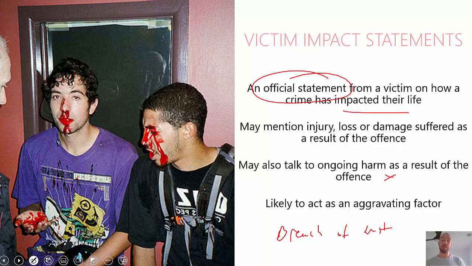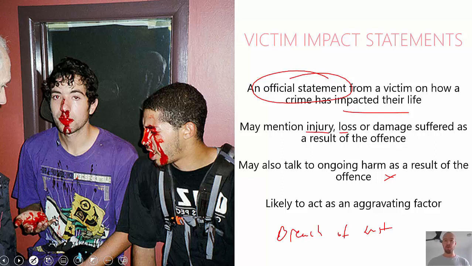It might mention that there's a breach of trust, which we know is a big aggravating factor. And it might mention the specifics of the injury and loss. So the victim impact statement might actually then contribute to the aggravating factors as well, by allowing the judge to truly see the harm that the victim has suffered. Very rare, but a victim impact statement could also contribute as a mitigating factor, particularly if the victim indicates forgiveness.